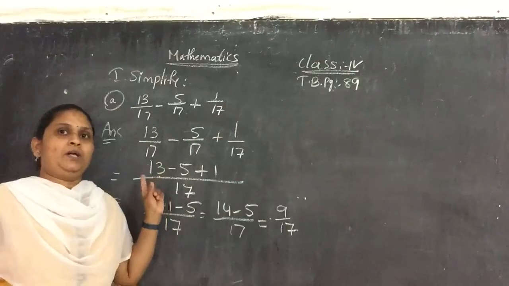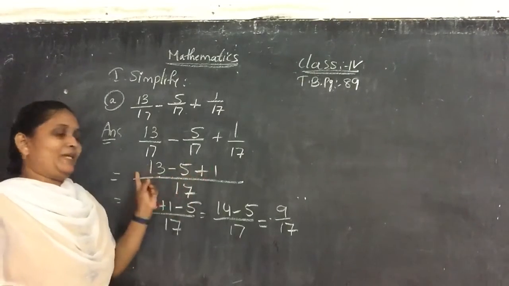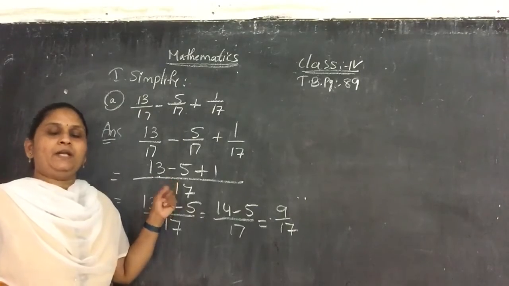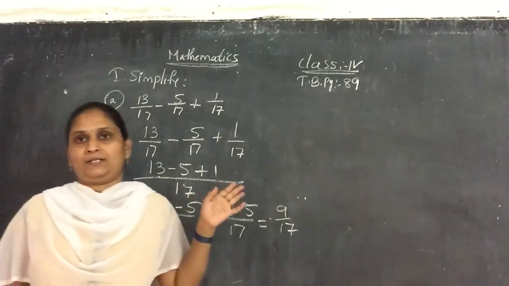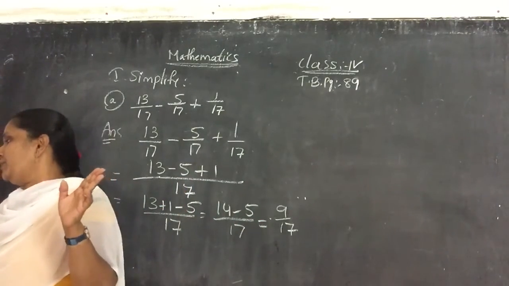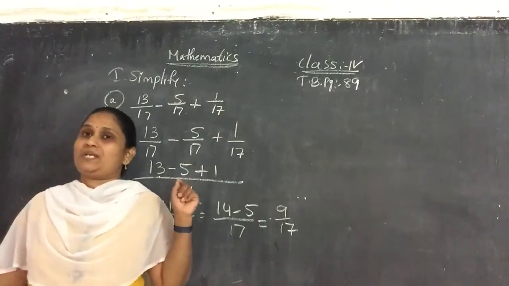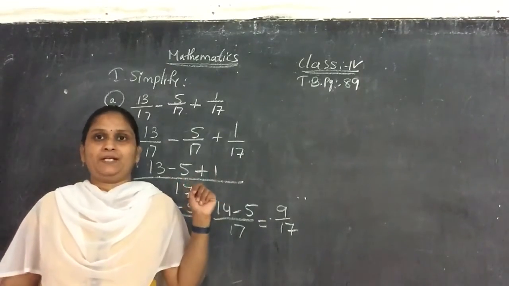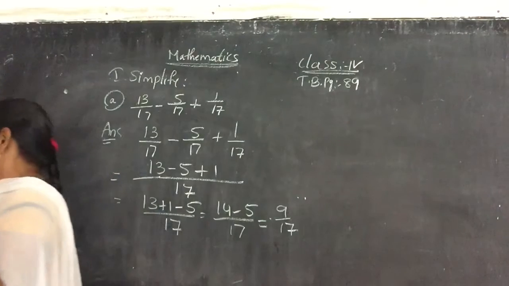That is also you can do, but first of all plus and plus have to be added, then minus has to be done. Okay, and if all the signs are minus, then first of all you have to add the numbers which are in the minus position. After that you have to subtract that from the number. Okay, the next.